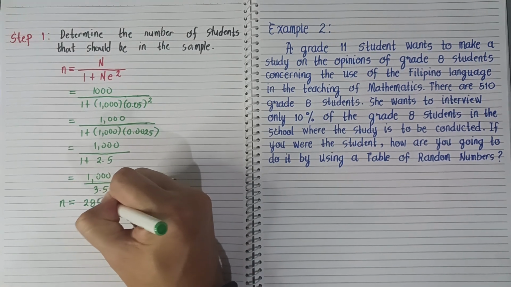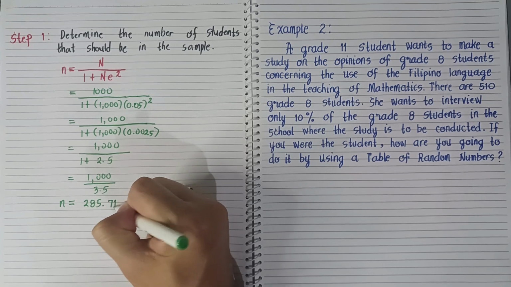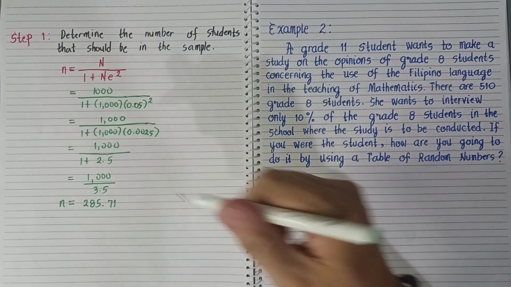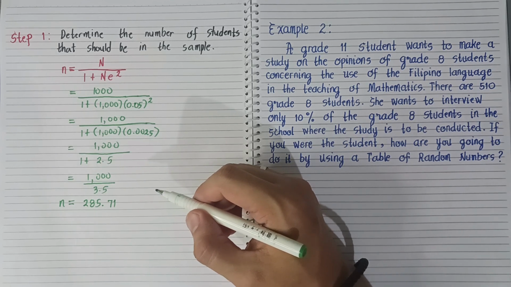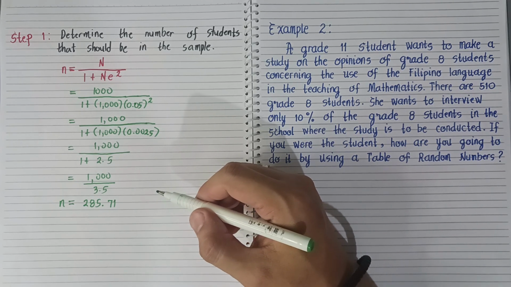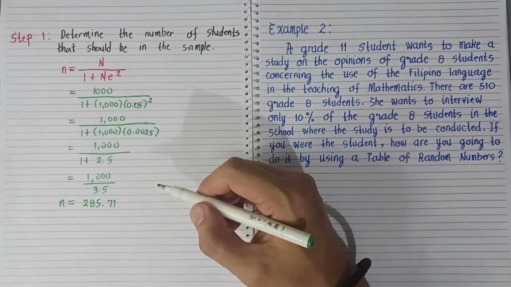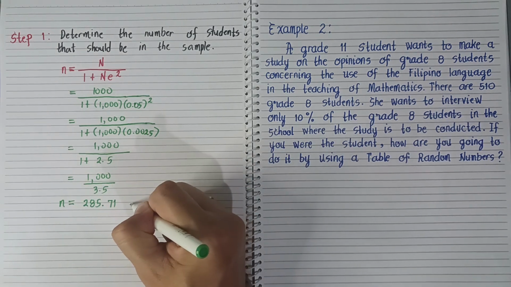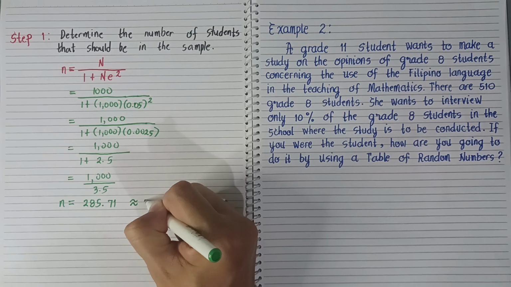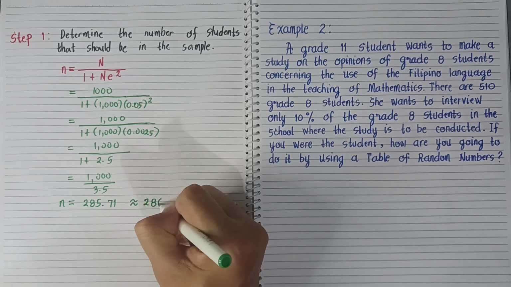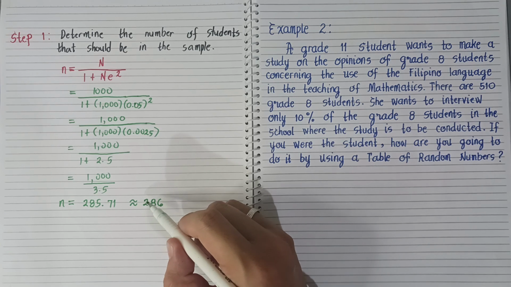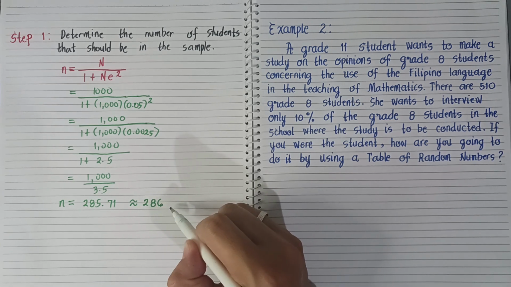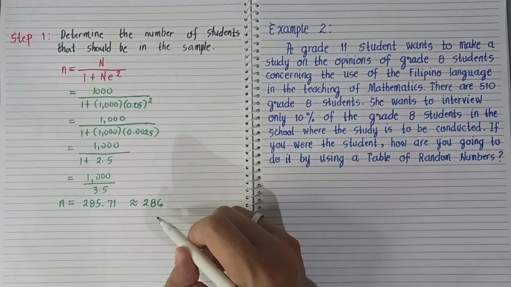So, 1,000 divided by 3.5 is equal to 285.71. Guys, kung mapapansin natin, wala namang kalahating tao or decimal na tao or fraction, right? So, ibig sabihin, mag-round up tayo dito. So, n equals 286. Very good. Okay? So, 286 is our required sample size needed dun sa study natin. Hindi lahat 1,000 ang gagamitin natin.